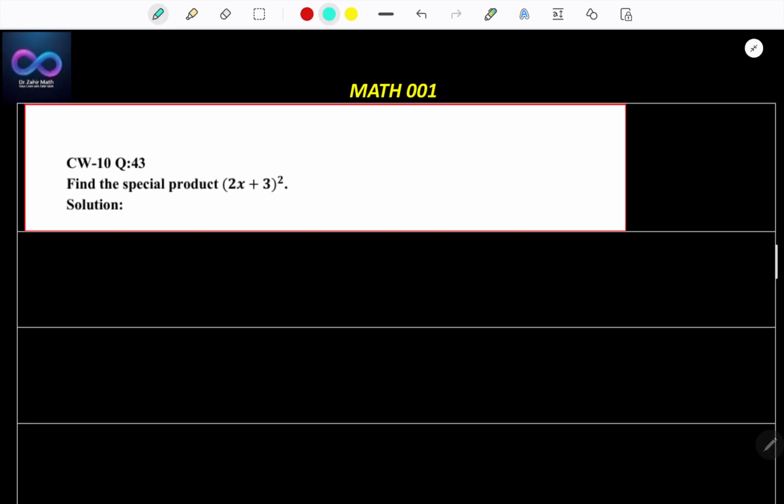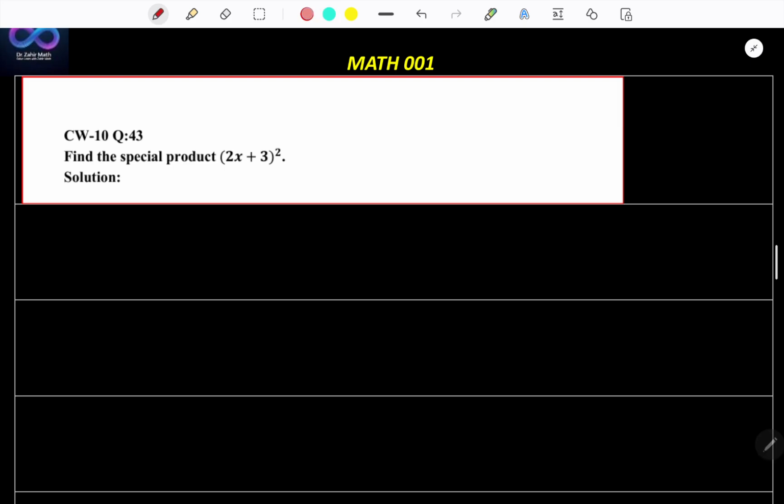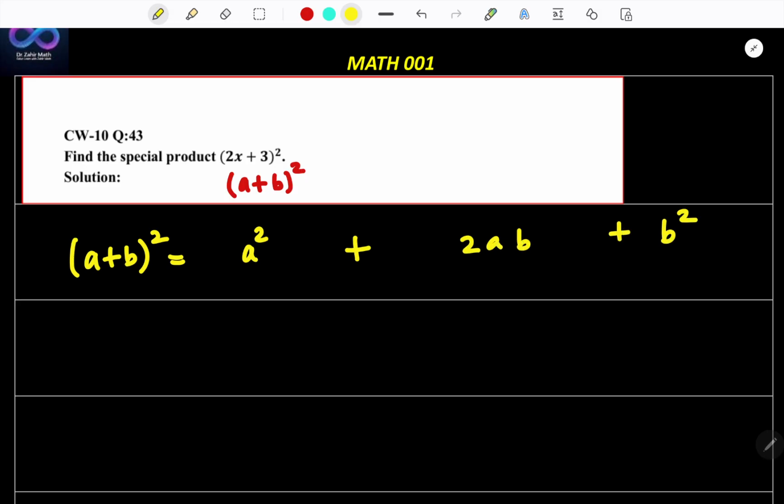Let me go to the next question. Find the special product (2x plus 3) the whole square. This is of the model (a plus b) whole square. So what is (a plus b) whole square? It equals a square plus 2ab plus b square. Clear, everybody? Now your question is (2x plus 3) the whole square. Listen carefully. In the place of a, you have 2x. In the place of b, you have 3. So a is equal to 2x, b is equal to 3.